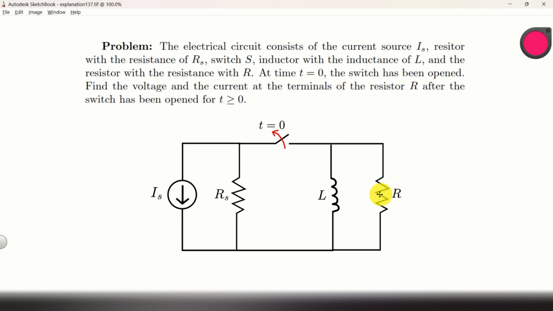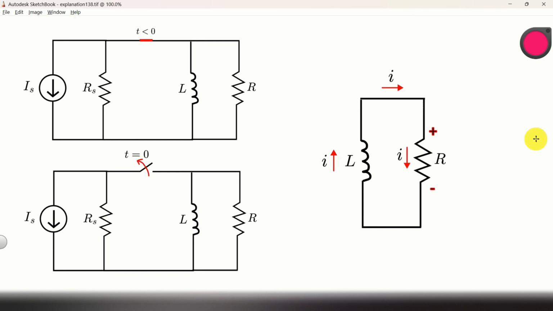At the time t is equal to 0, the switch has been opened. That is, before t is equal to 0, the switch was closed, and at t is equal to 0, we open the switch. Our goal is to find the voltage and the current at the terminals of the resistor R after the switch has been opened for t is greater than or equal to 0.